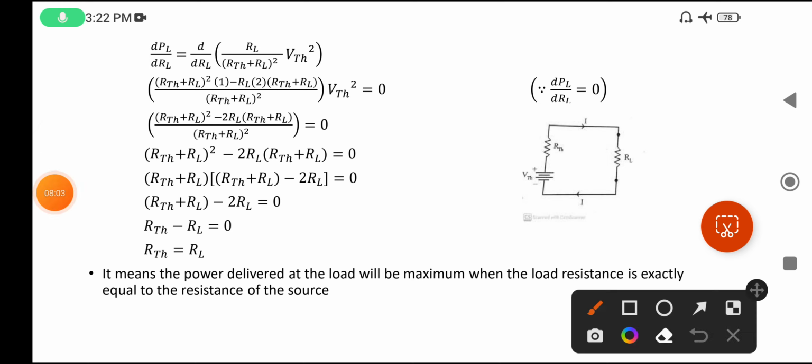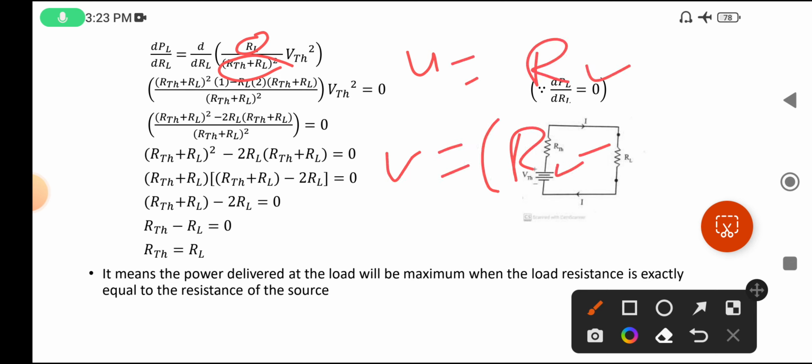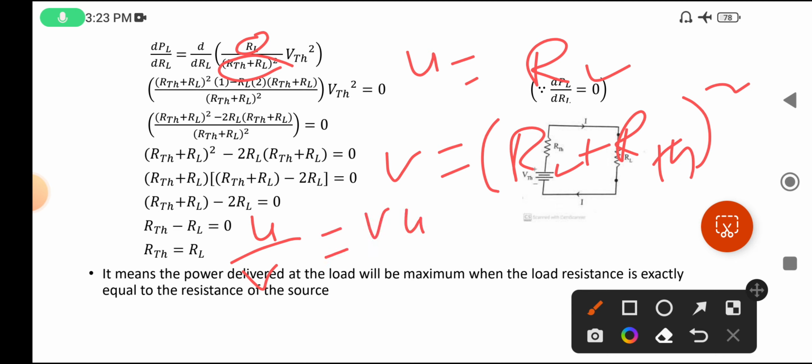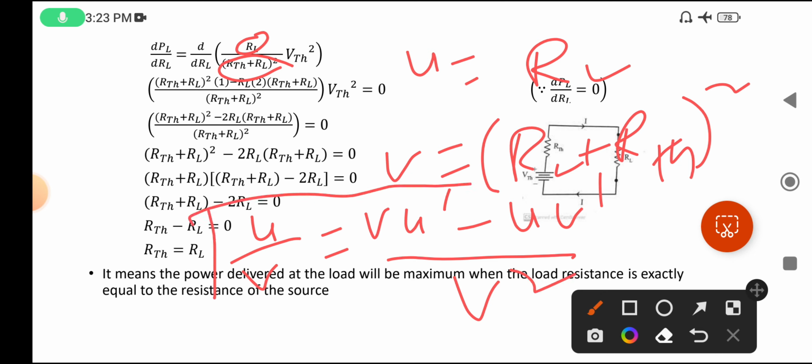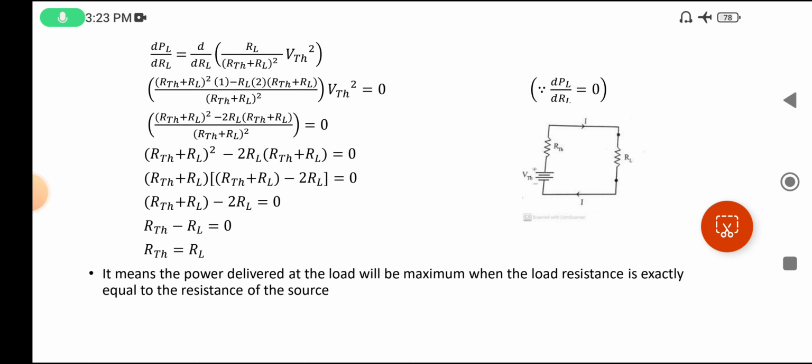So here RL is U, and R Thevenin plus RL whole square is V. RL is U, and V is RL plus R Thevenin whole square. So the U by V method is once again V U dash minus U V dash by V square. This is exactly the formula.